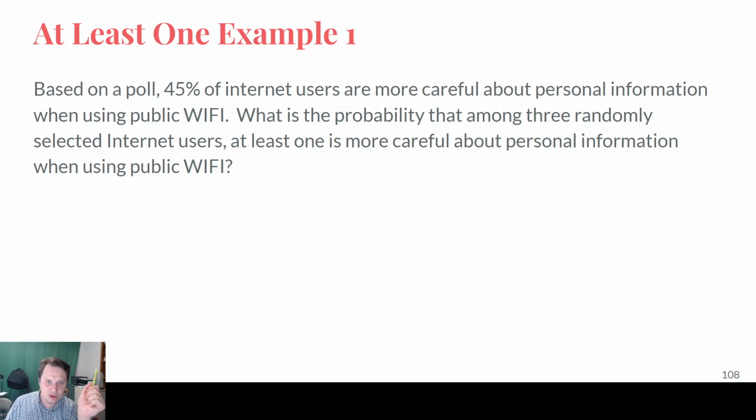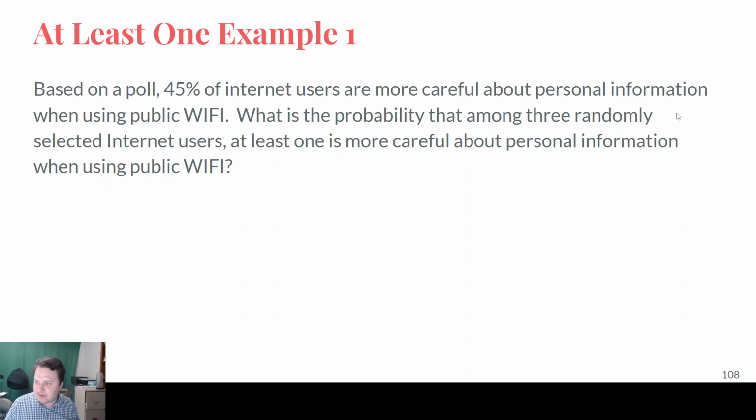So here it says, based on a poll, 45% of internet users are more careful about personal information when using public Wi-Fi. What is the probability that among 3 selected random people, at least one is more careful about personal information? So we need to calculate the probability of 1, or the probability of 2, or the probability of all 3. However, that's hard to do. And so instead, we're going to calculate the complement. Instead, we're going to do a catch-all of saying 1 minus the probability of none of them being careful. And that will be the catch-all for at least 1, meaning 1, 2, or 3.